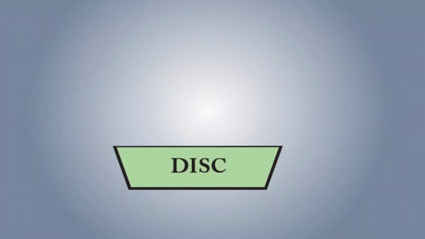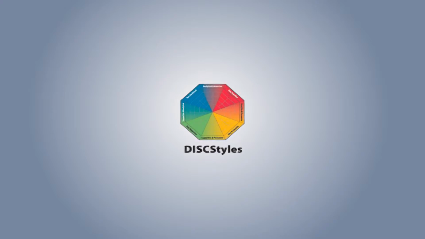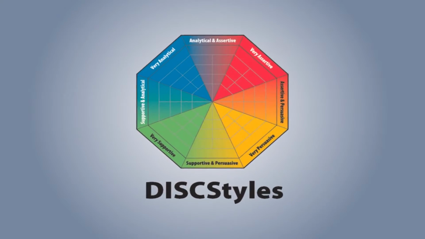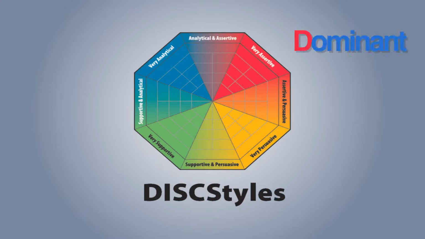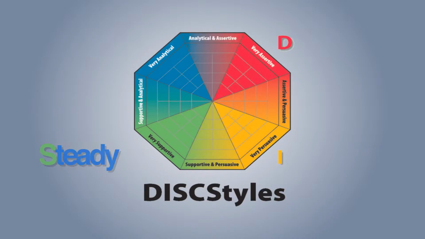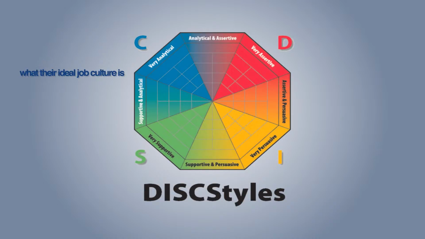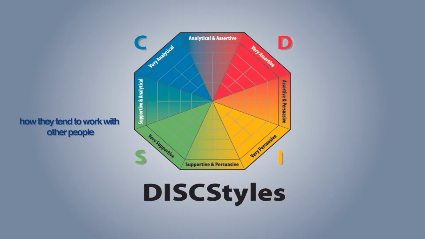Let's begin with DISC. DISC is the industry standard for a behavioral style assessment. The DISC profile identifies the new supervisor's predisposition to be D for dominant, I for interactive, S for steady, and C for cautious. DISC types tell supervisors their likely strengths and weaknesses in communicating with others, what their ideal job culture is, how they may tend to lead, what motivates them, and how they tend to work with other people.